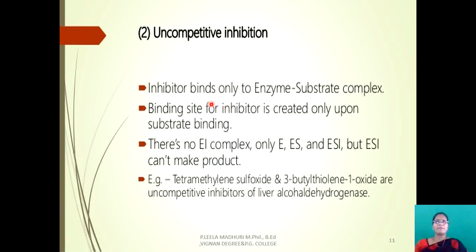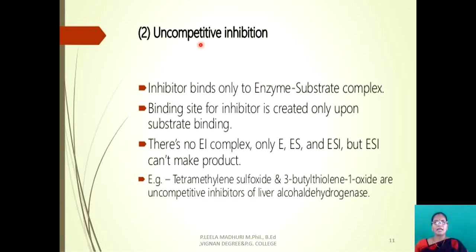The second type of inhibition is uncompetitive inhibition. So here a competition is not there. Coming to uncompetitive inhibition, in this mode of inhibition, the inhibitor only binds to the ES complex. I said that enzyme plus substrate gives rise to ES, and ES will go forward into enzyme and product.